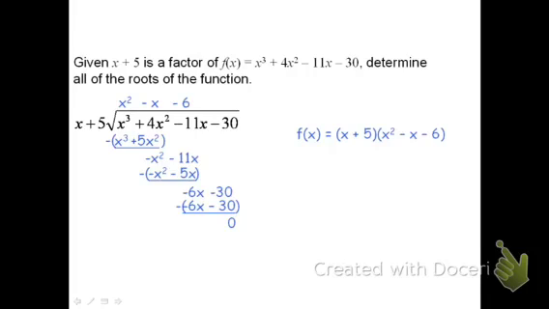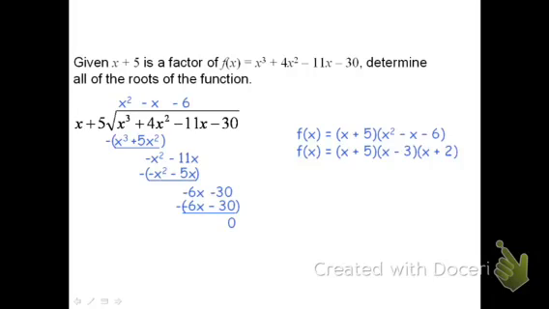Now I need to see if I can factor out my quotient a little bit more. And because this is a trinomial, I can use one of the diamonds and say, well, what numbers multiply to be negative 6 and add to be negative 1? That would be negative 3 and 2, which means I can rewrite this as the quantity x plus 5, and now times the quantity x minus 3 times the quantity x plus 2. This would be the fully factored form of the polynomial.